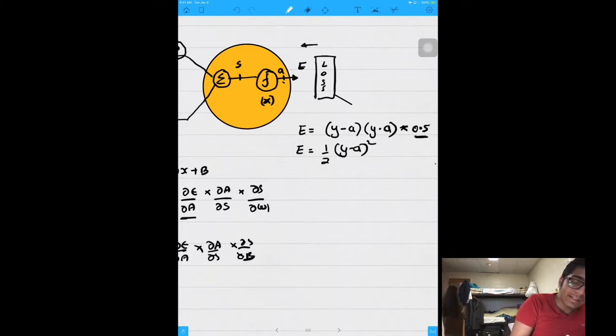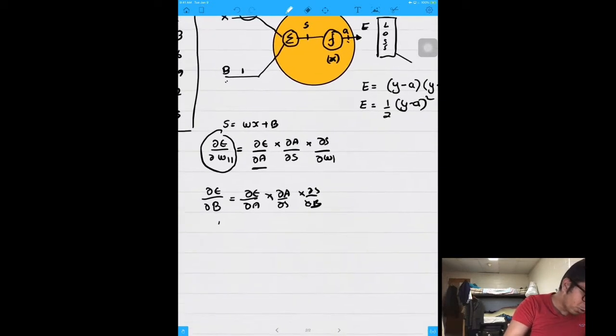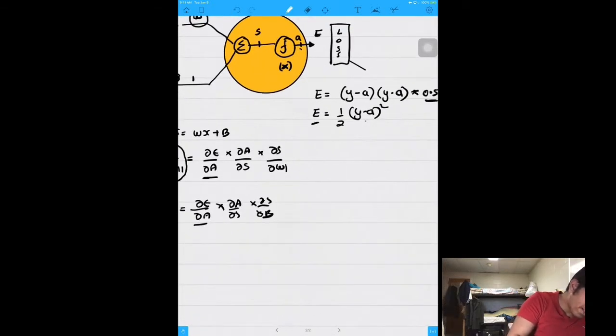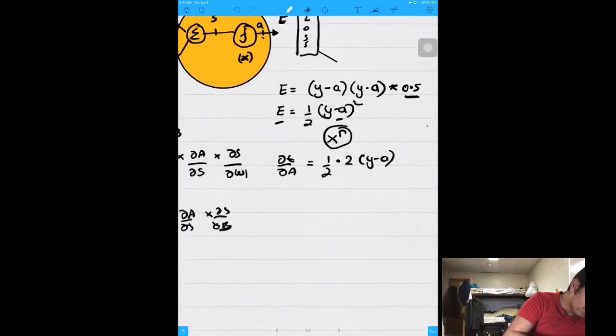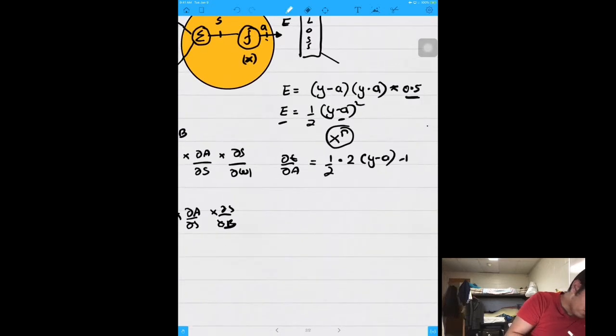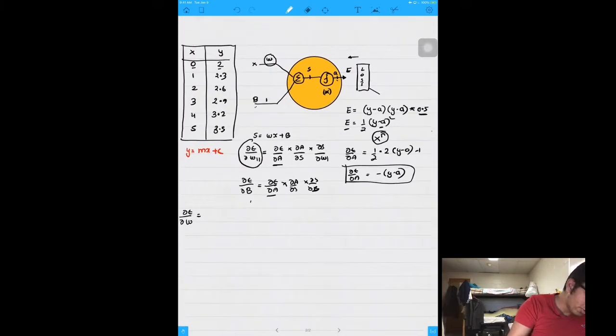Why half? Because I need to compute the derivative of the error, right? So what is the derivative of the error with respect to a? This is in the form x raised to n. So dE by dA is equal to half into 2 (y minus a) into the derivative of (y minus a), which is minus 1. So dE by dA is equal to minus (y minus a). Do you guys agree? Yes, you do. Of course.